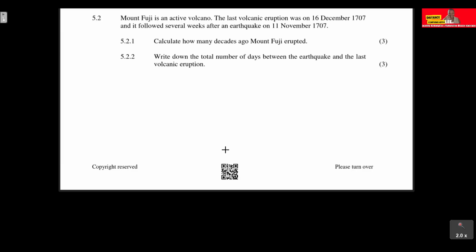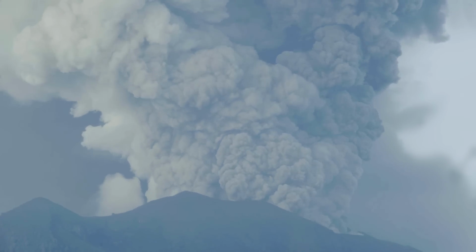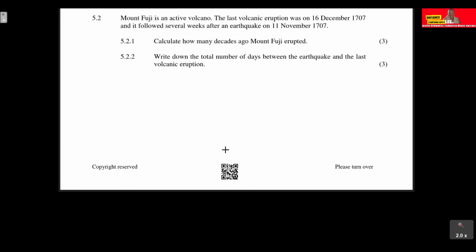Okay, so we want to basically determine how many decades ago did Mount Fuji erupt. So you need to take into consideration that this paper is written in 2022. Okay, so when we are doing our calculations here, we need to use 2022 as our reference here.